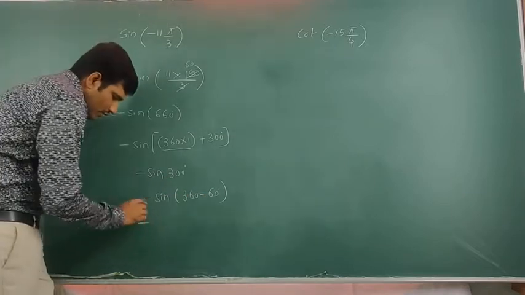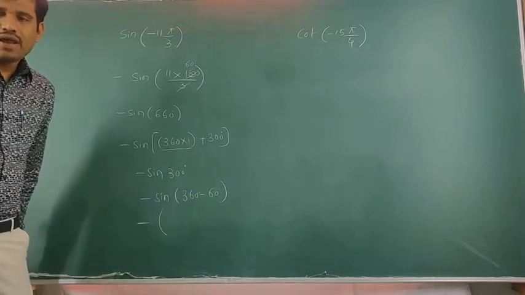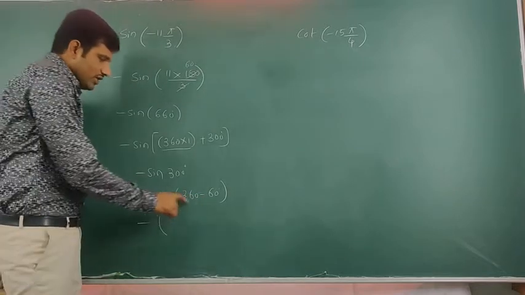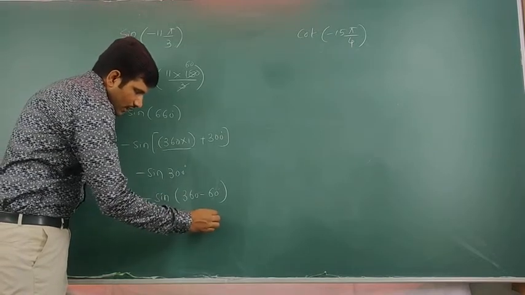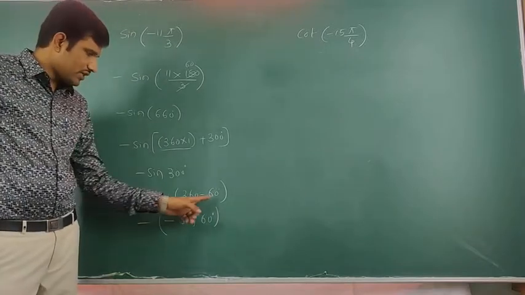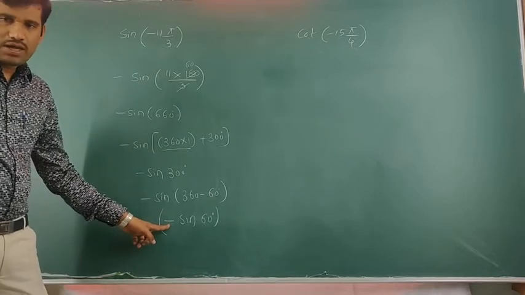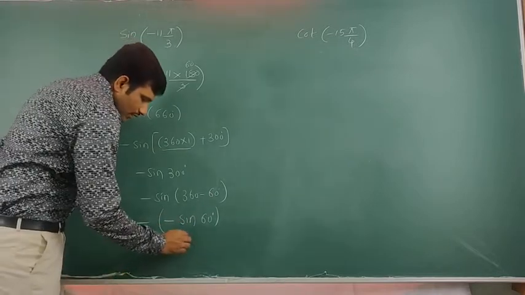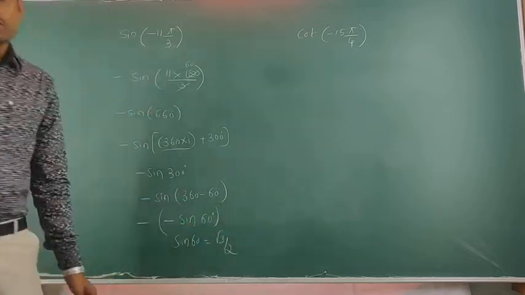So this minus I can write as it is. What is sine of 360 degree minus theta? Minus sine theta. What is theta? Theta is 60 degree. Now this minus into minus is plus sine 60 degree. What is sine of 60 degrees? Root 3 by 2.